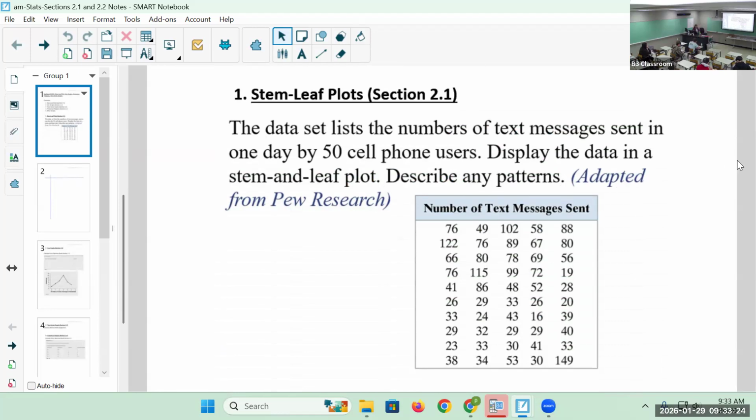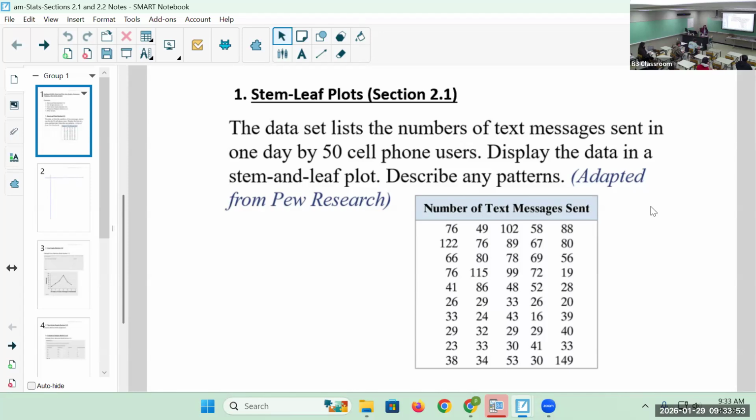So here is the data that we're going to use as an example. We have the data set list, the number of text messages sent in one day by 50 cell phone users. Display the data in a stem leaf plot and describe any patterns. So that's a lot of data, but for the stem leaf plot, it will make a lot more sense to actually put them in order.